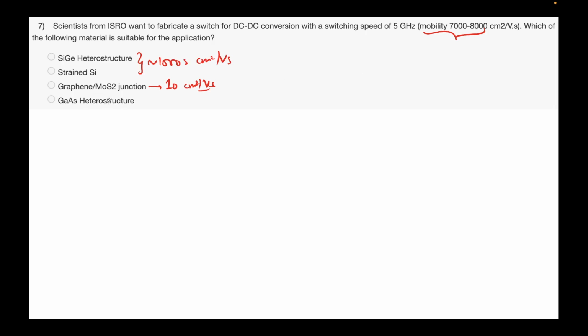A gallium arsenide heterostructure can easily provide us this mobility of 7 to 8,000 centimeters square per volt second. I'm not giving any argument as to why. There are complex reasons behind it, but from your perspective, the idea of this problem was just to tell you that different applications require different materials.